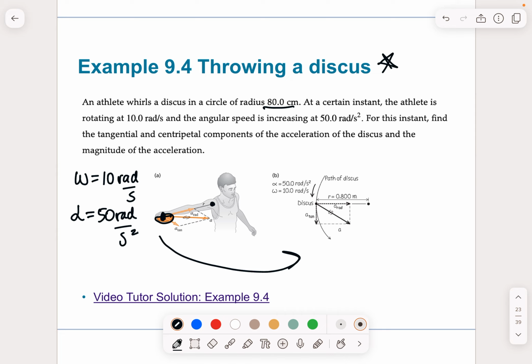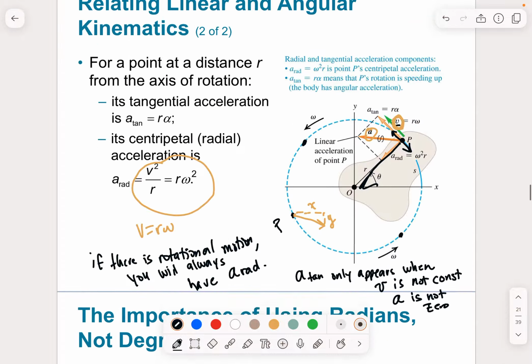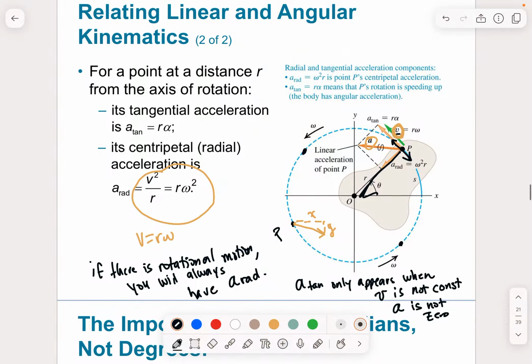So let's write down what our radial acceleration is. It's equal to v squared over r, and our tangential is r alpha. V squared over r is also equal, when I substitute v equals r omega, to omega squared r. And just to verify, you can go back up here. There we go.